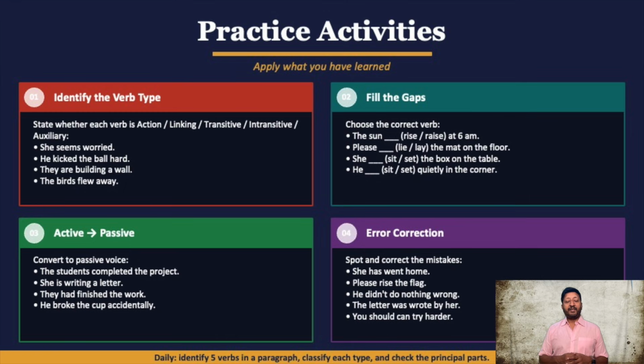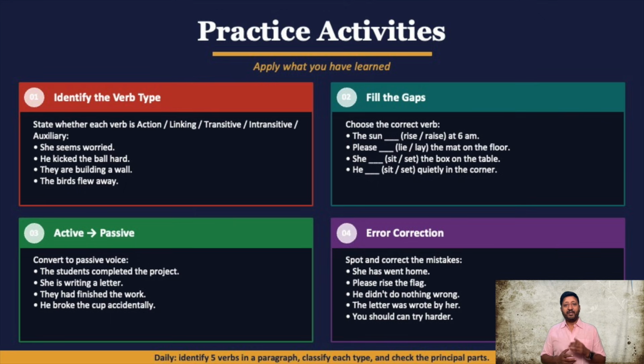What are the practice activities that you can do? You have to apply what we have just covered in this particular lecture. You first identify the verb types. Understand whether each verb is an action verb, a linking verb, transitive, intransitive, or an auxiliary verb. Fill in the gaps. Choose the correct one. Does the sun rise or raise at 6 a.m.? Does he sit or sat quietly in the corner? Change active into passive. The students completed the project. Remember the formula of changing active into passive.